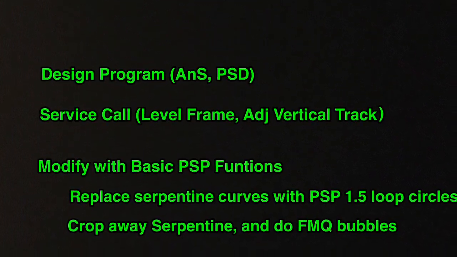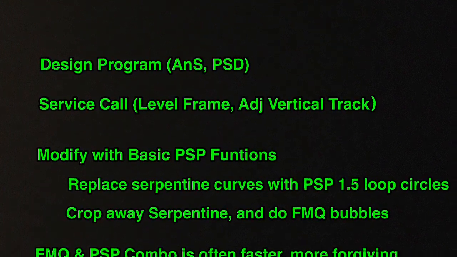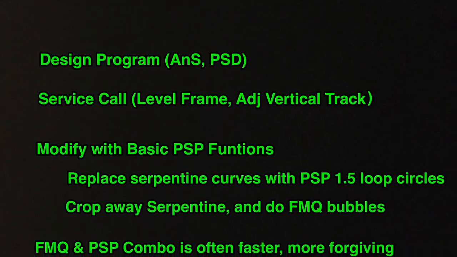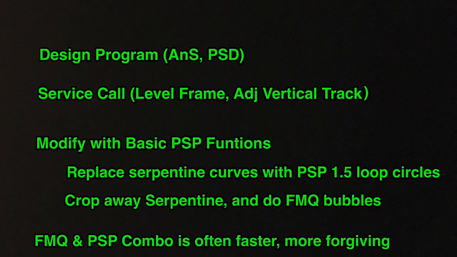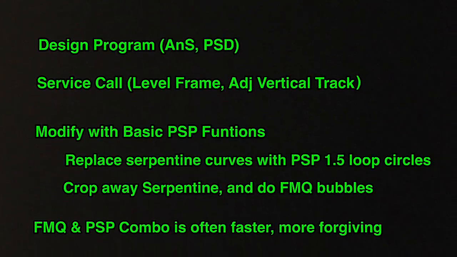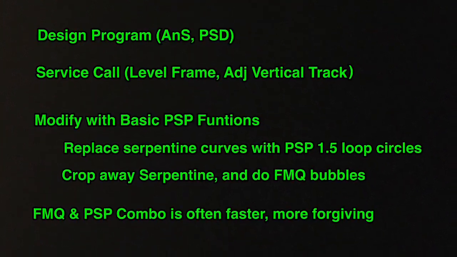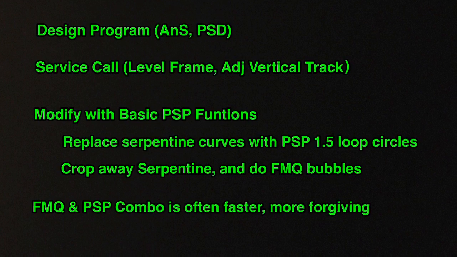So the other options are we can use our basic PSP functions and modify the design. We can replace the serpentine curves with the ProStitcher loops, the 1.5 loop circles, or we could just crop away those serpentine lines and do free motion bubbles.